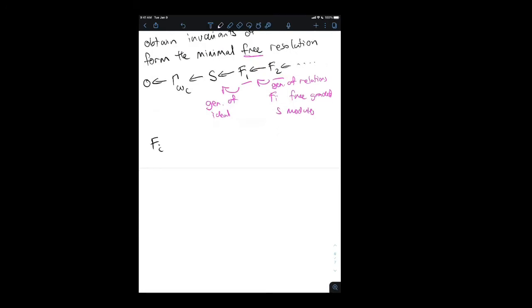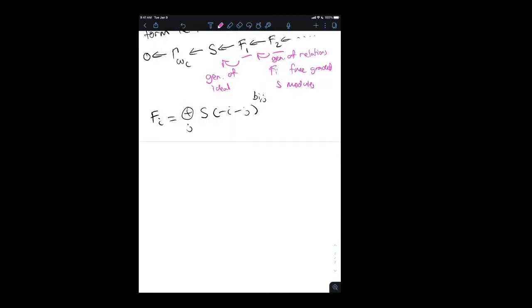So these modules are free graded S modules, which means that they can be written as direct sums of twists of the polynomial ring. So let's write them like this. Let's write F_i as a sum over j of S(-i-j) to the power b_ij. So these Betti numbers, b_ij, record the number of copies of each twist. And they give you fundamental algebraic invariants of a graded module. So it's a way of getting some invariants out of a graded module in an algebraic manner.